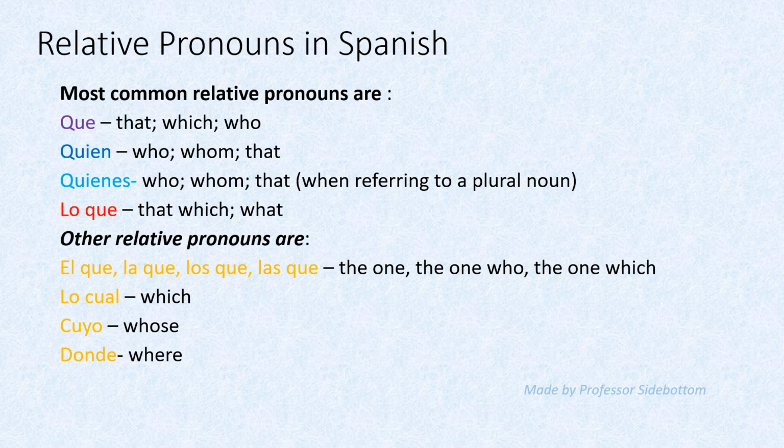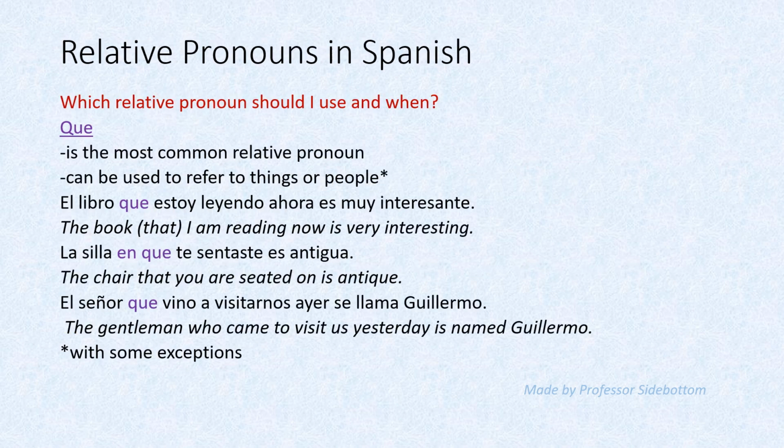And in yellow, we have other relative pronouns like el que, la que, los que, las que, with the meaning the one who, the one which, lo cual, which, cuyo, whose, and donde, where. In this video, I will talk in detail only about the most common relative pronouns que, quien, quienes, and lo que.